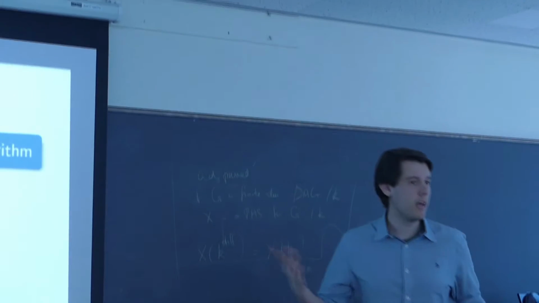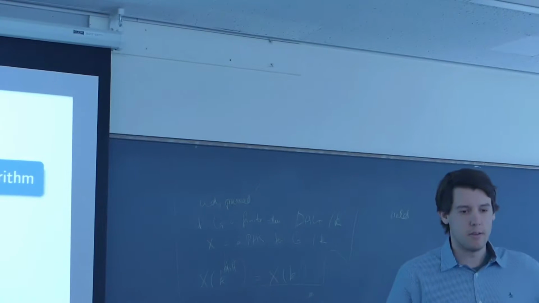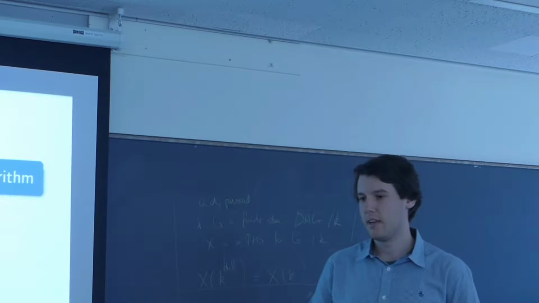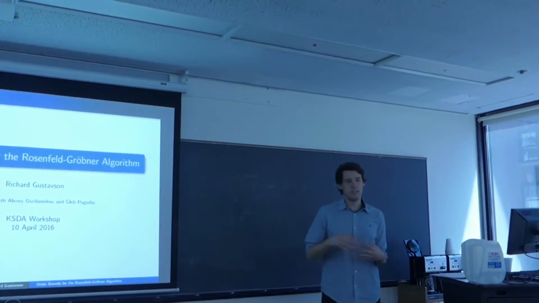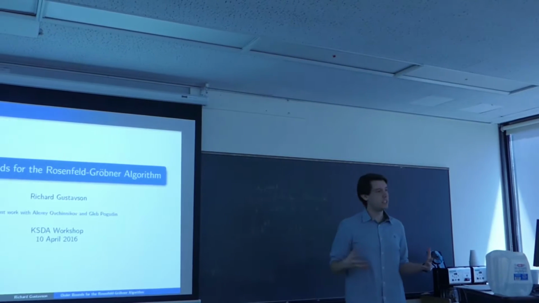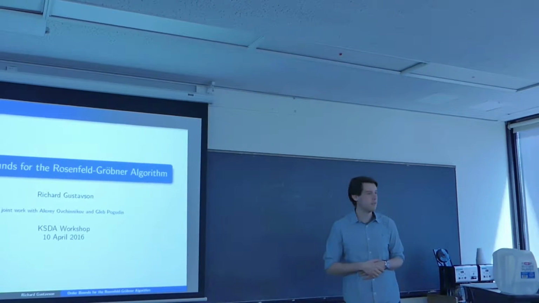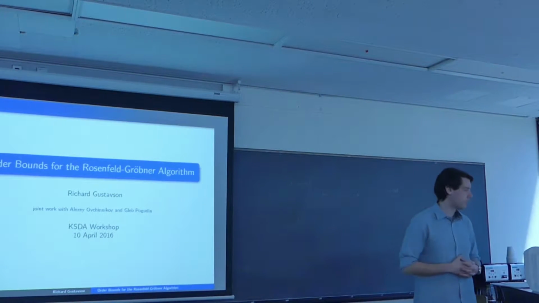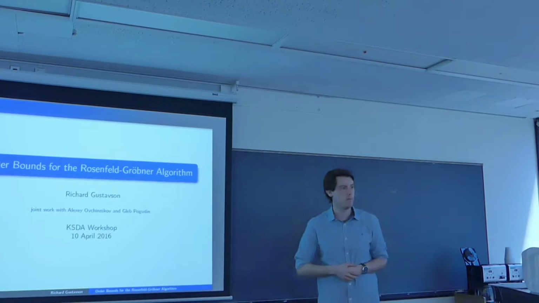So the Rosenfeld-Gröbner algorithm is an algorithm in the theory of differential polynomials, multivariate with multiple derivations, and it's a decomposition algorithm. So I will give some background information, then I'll describe the algorithm, and I'll describe the results. This is joint work with Alexei and with Gleb Ogudin at Moscow State.